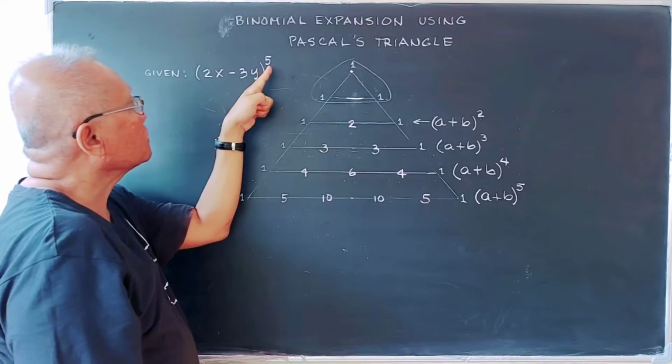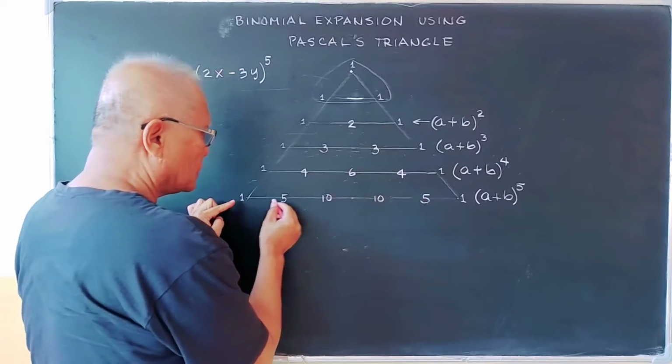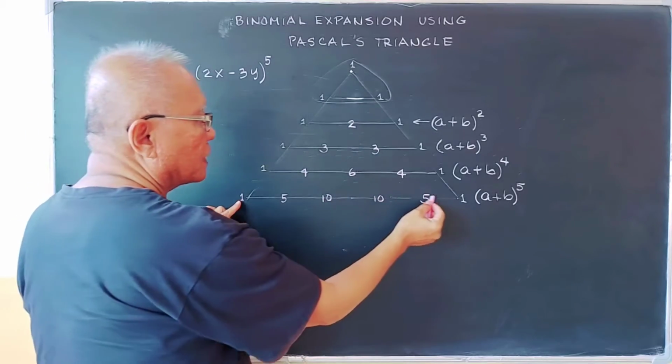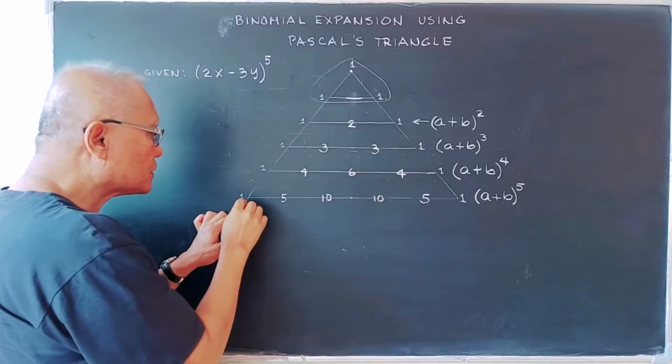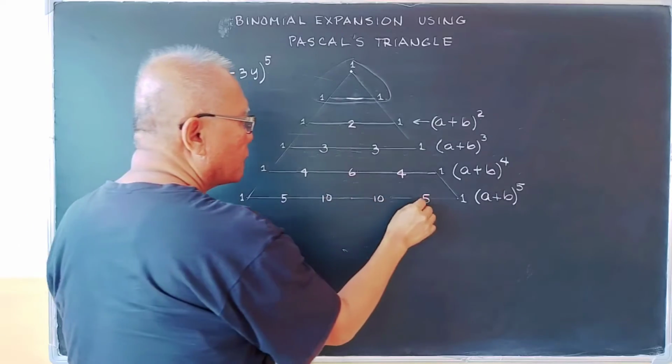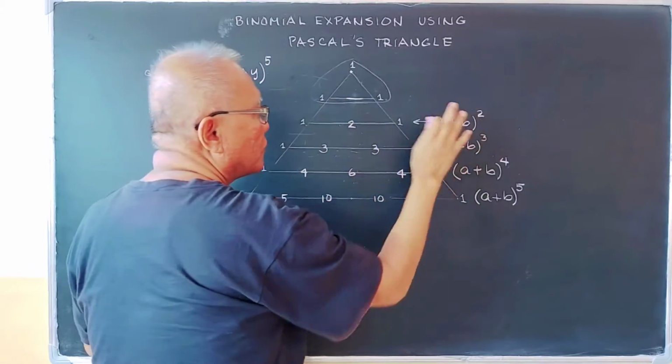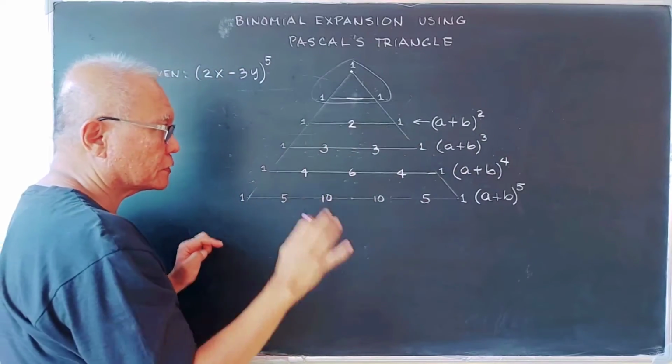Because this one is to the fifth, we are going to use this horizontal row here: 1, 5, 10, 10, 5, 1. How many terms do we have? 1, 2, 3, 4, 5, 6. So if we have 5, we have 6 terms. If we have the square of a binomial, we have 3 terms.